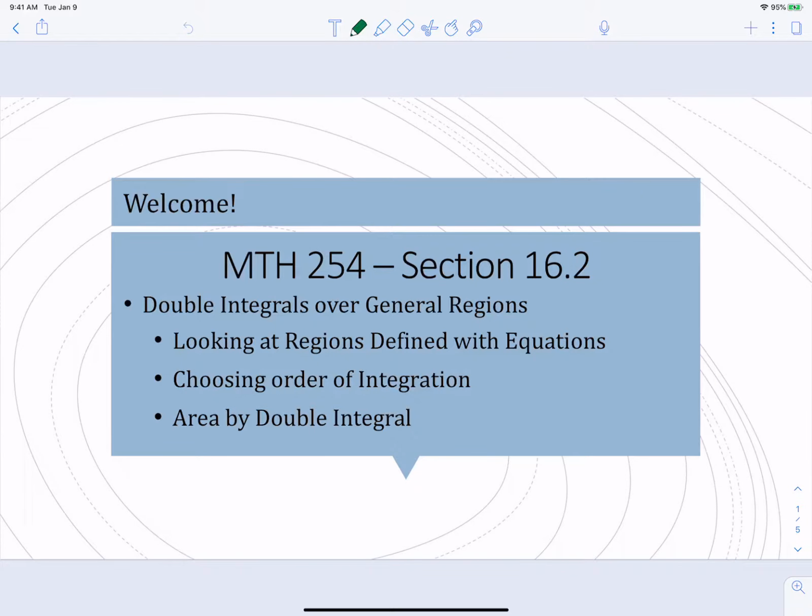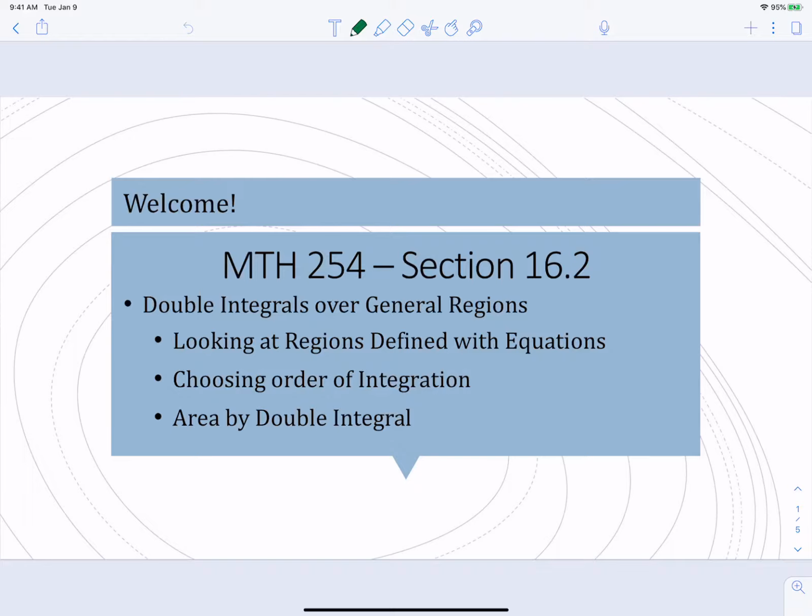All right, we're going to keep moving on in chapter 16. What's going to be nice about section 16.2 here is that it's going to be very, very similar to what we were doing in 16.1. We're going to be looking at these double integrals over regions. The big difference here is that we're going to define our regions with functions versus just having those regions being rectangular. So that's where our first learning objective comes in there.